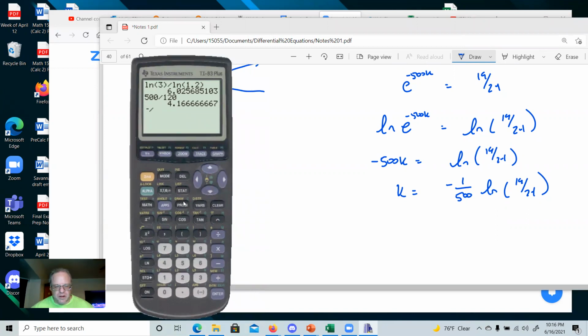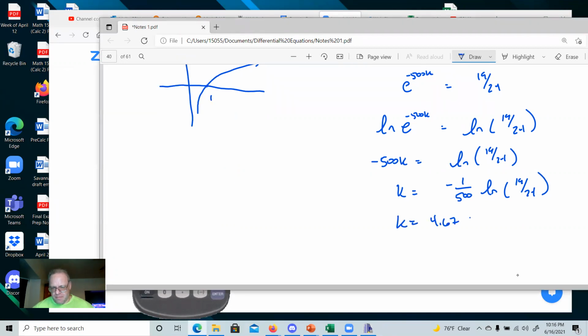So what is that going to be? Negative 1 over 500 times the natural log of 19 over 24, and we just get a small number, 4.67 times 10 to the negative 4th. Now we have all the parameters set up. If there's anything else we need to solve, it's not going to be too bad. I'd probably keep this one as a letter because it's cumbersome to write. Right, there's my bunnies.